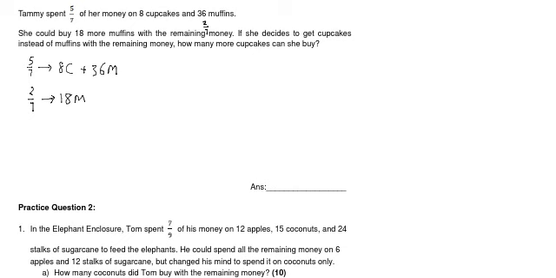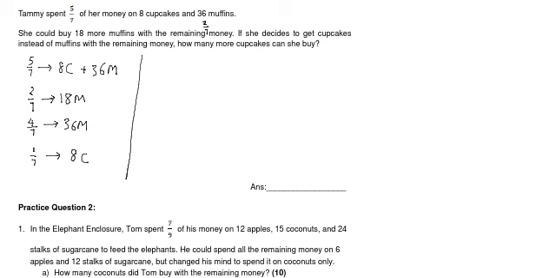Now, if she decides to get cupcakes instead of muffins with the remaining money, how many more cupcakes can she buy? So, we know that 2 over 7 is actually 18 muffins. Now, 36 muffins is what fraction of her money we can find? Okay, if we have 36 muffins, it's actually 4 over 7 of her money, right? So let's compare this and this. 5 over 7 of her money give her 8 cupcakes and 36 muffins. 4 over 7 of her money get her 36 muffins. So I can see that the difference, which is 1 over 7, will get her 8 cupcakes, right?